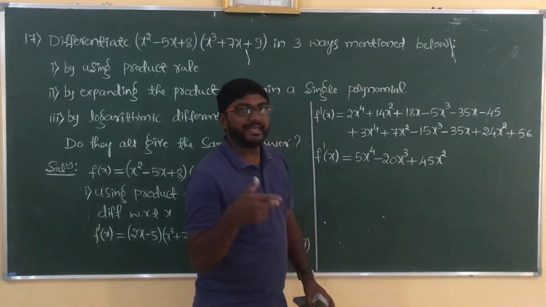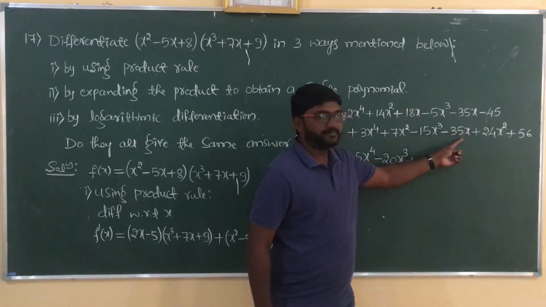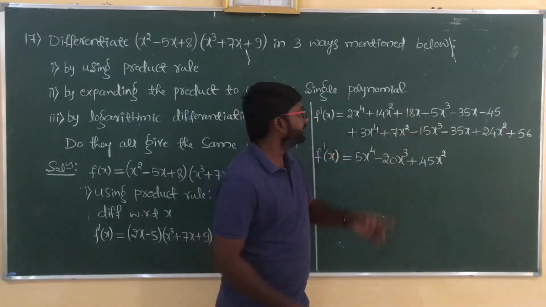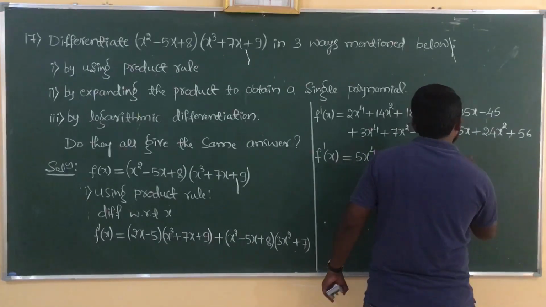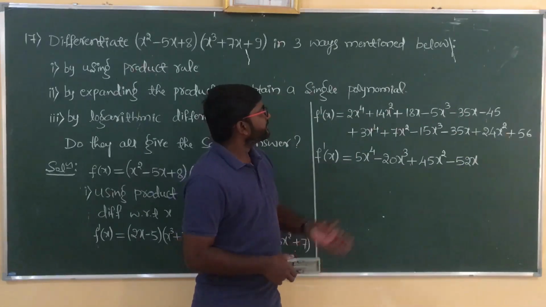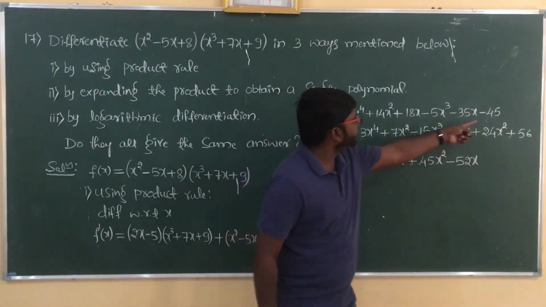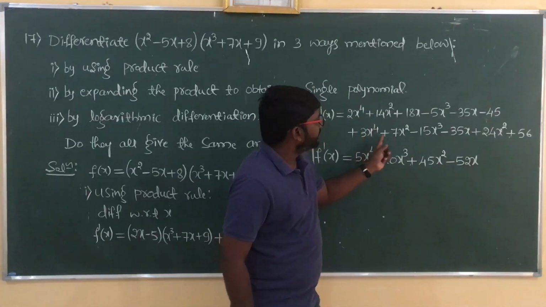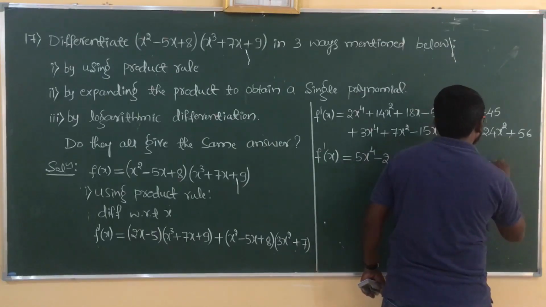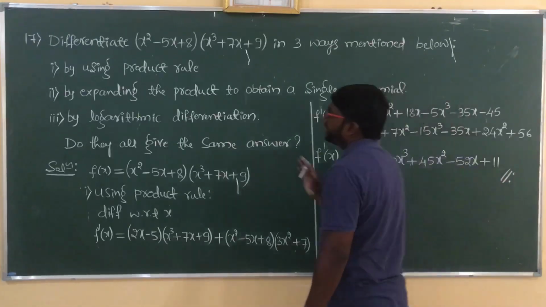Now search for x term. So here minus 35x minus 35x. We get minus 70x plus 18x will give us minus 52x. Now search for the constant term. So here it is minus 45 and then there is one more constant. Here it is plus 56. So add these two, we will get 11. So this is the answer for the first method.